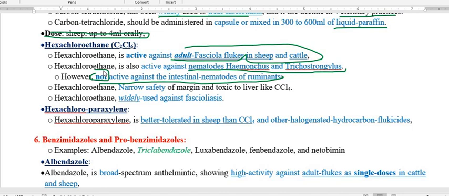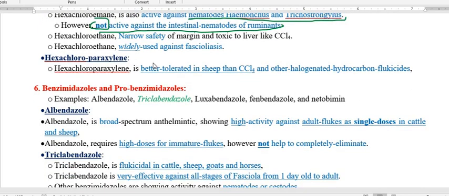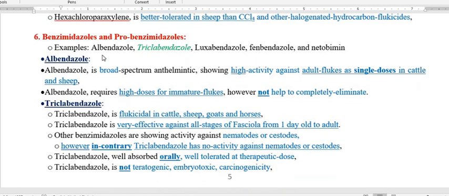Hexachloroethane has a narrow margin of safety, as we already discussed. Carbon tetrachloride is the one widely used for sheep. Then the last one is hexachloroparaxylene, which we are not going to discuss much. So now we come to the next group.